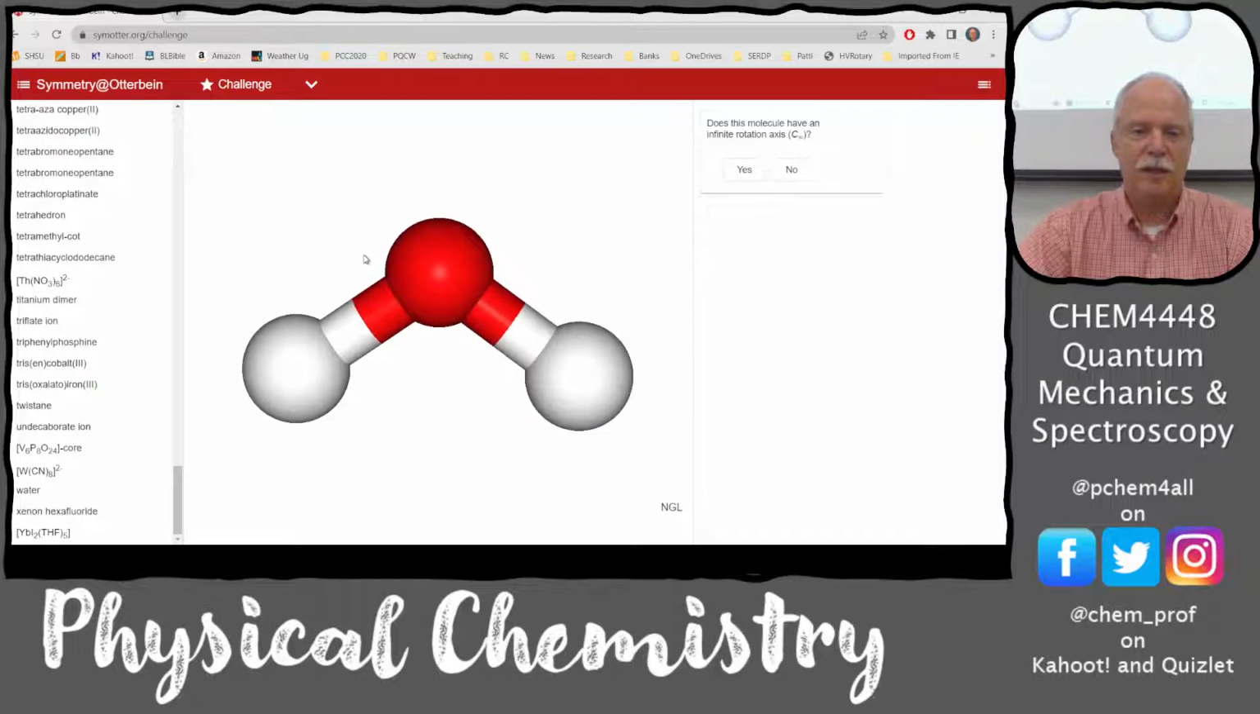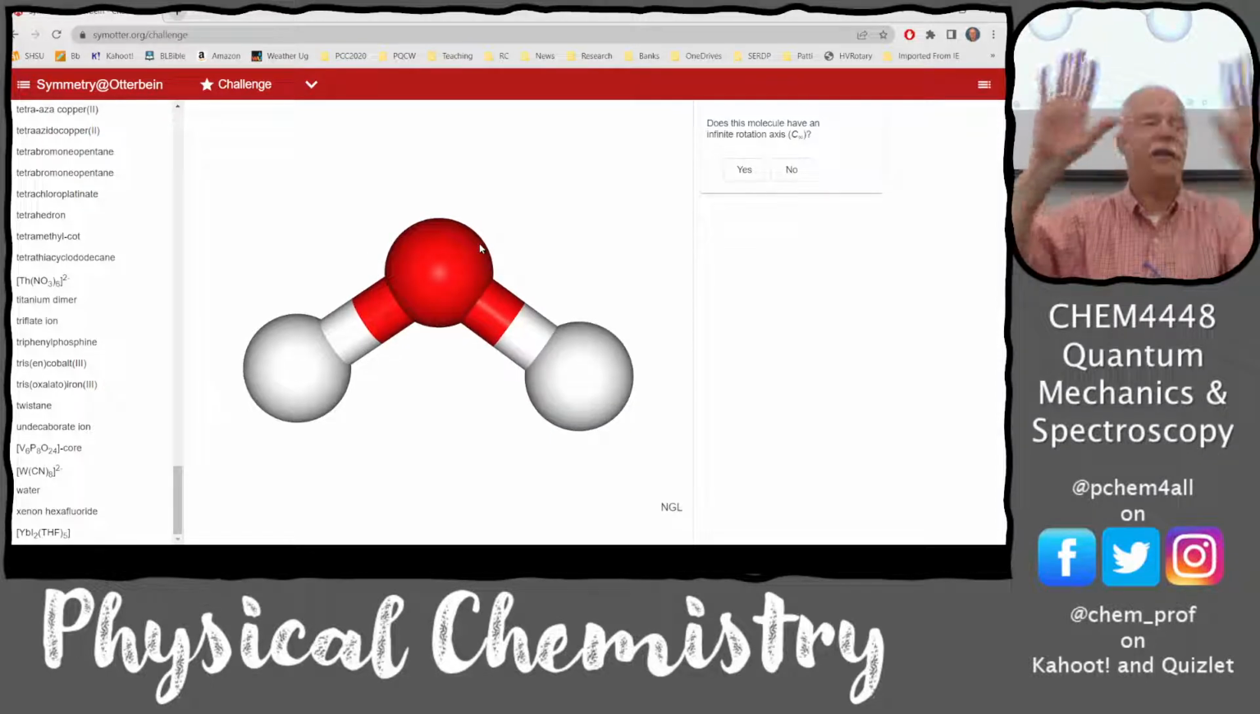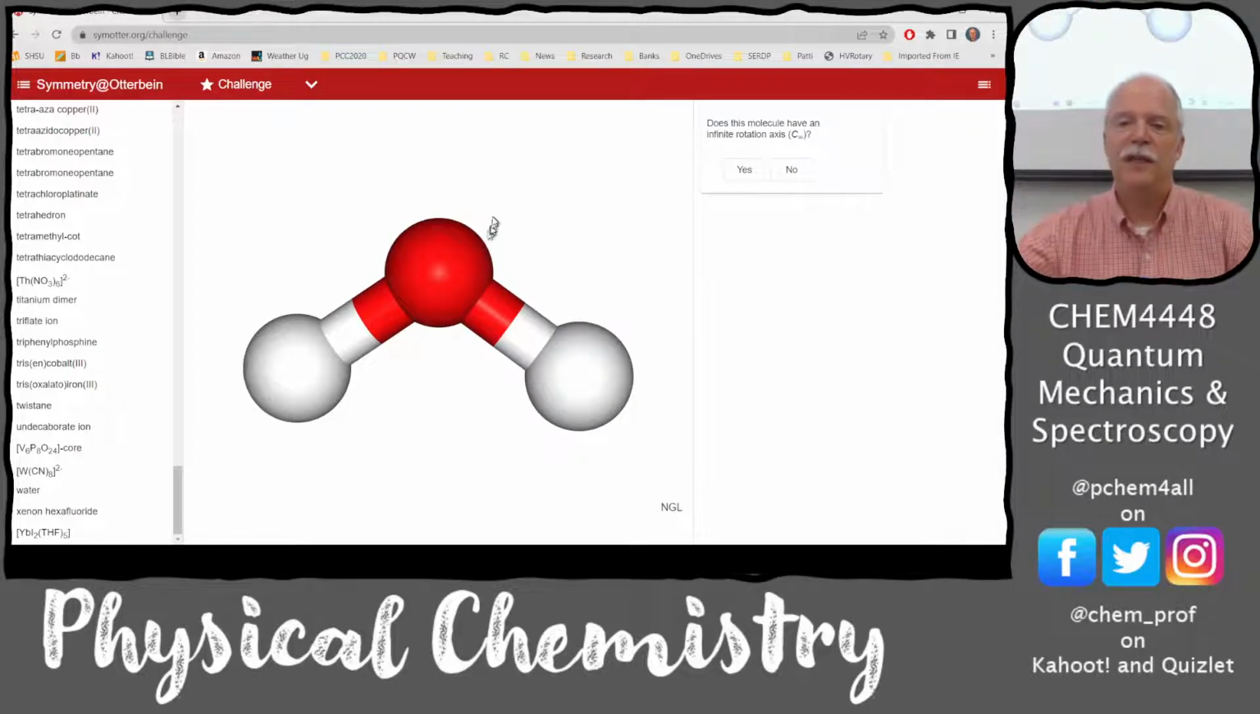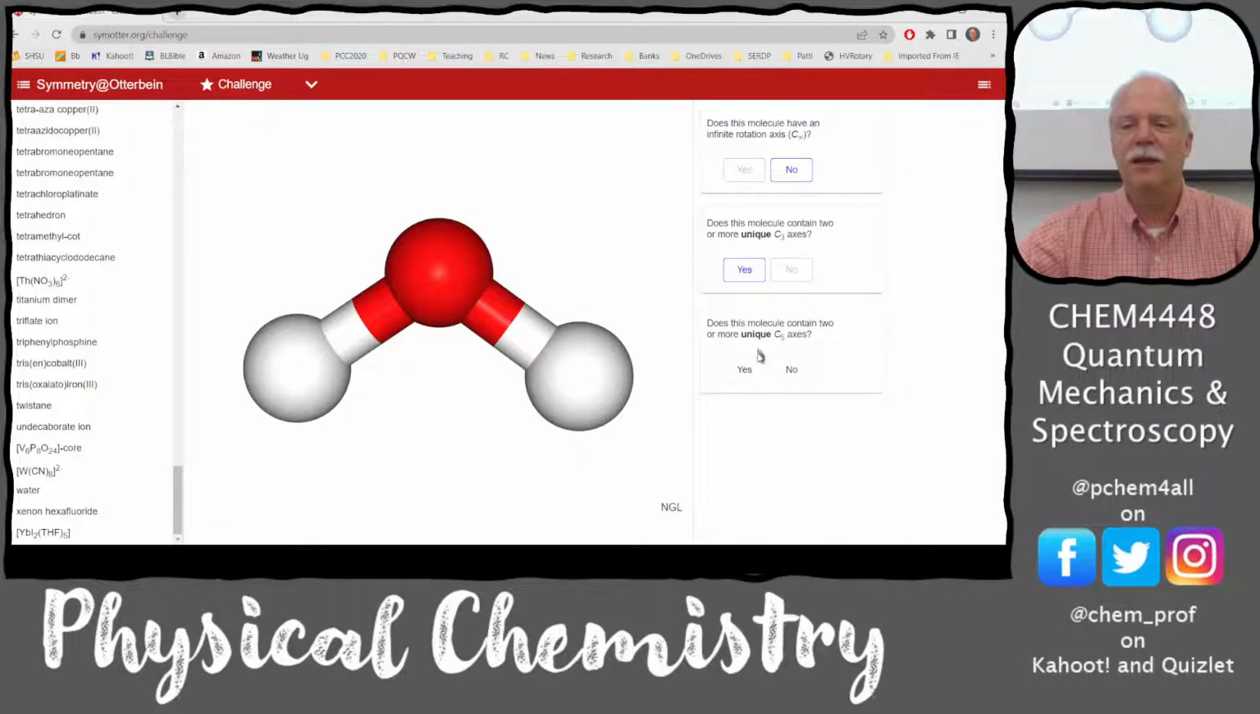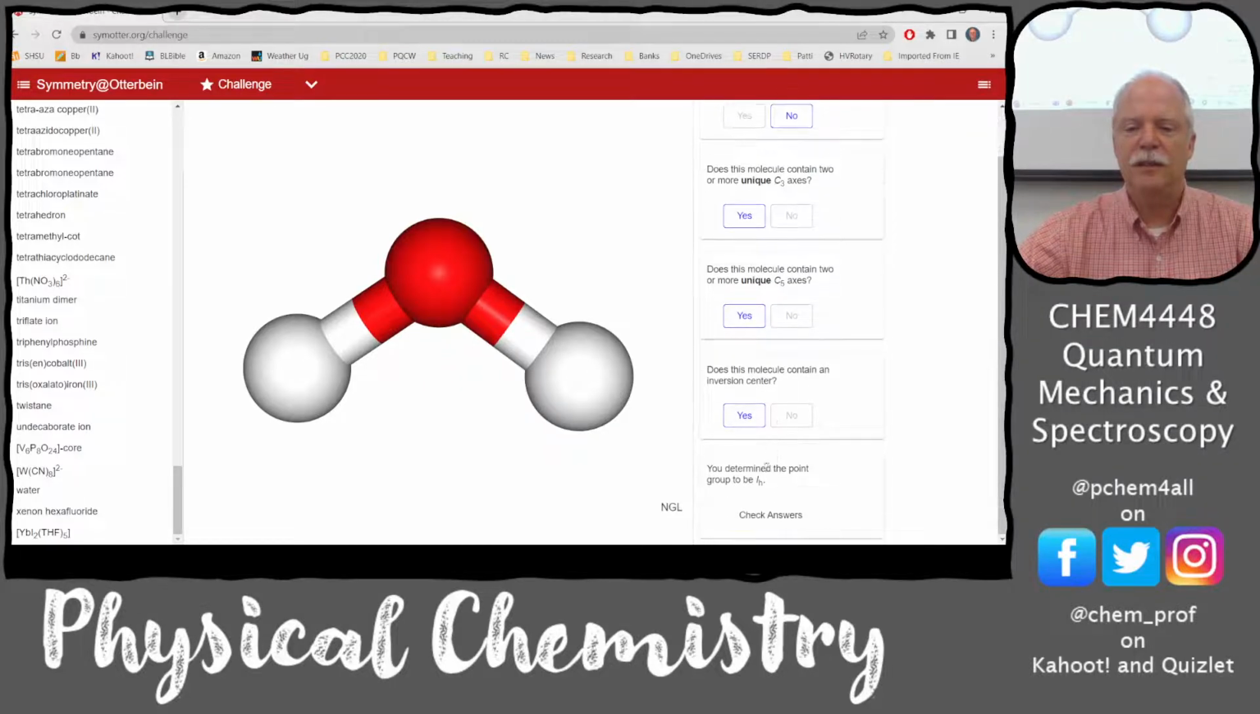Okay, so here's water, how we draw it on the paper. Everything's in the plane of the paper. Does it have an infinite rotation axis? Again, is it linear? No, it's not. Okay. What if I hit yes? Let's go. Oh, I can't. Okay. Does this molecule contain 2 or more unique C3 axes? I'm going to screw up and say yes. Okay. All right. Oh, gosh. Yes. Okay. Does this have it? Yes. Okay. So I determined that this is a IH. So I went through the flow chart and it let me get to IH. Okay. So it looks like I did great.